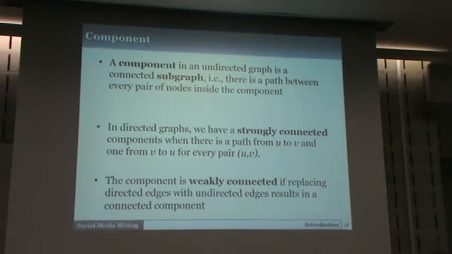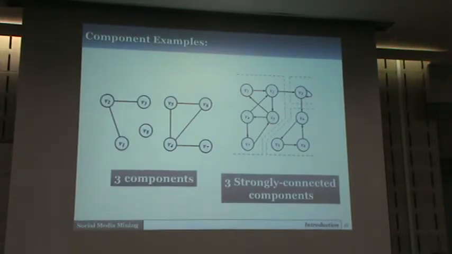So a component means a subgraph. We have seen this during clustering, so two parts. So kind of a class or cluster of the subgraph. So we can make 1, 2, 3 components. So three strongly connected components can be used as clusters of the graph.